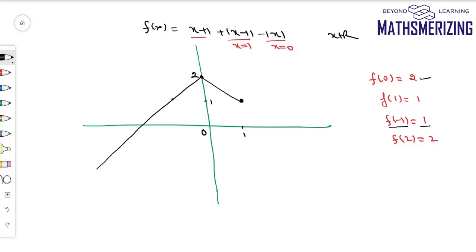And for this interval, when x is greater than +1, again, I'll take up a point. Suppose I'll take x equals 2. I'll again get this value as 2. So when x is 2, y is 2. So again, I'll join these 2 points. So that's the graph of the given function.